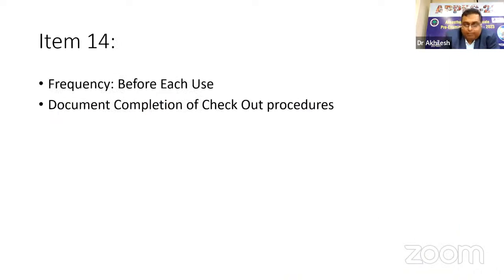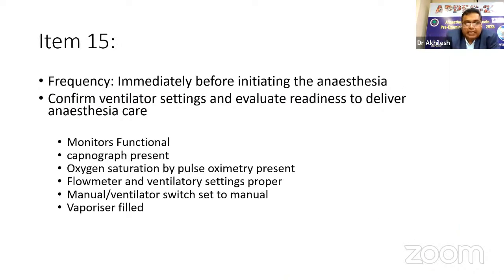Another thing is to document completion of checkout procedures. And they say that these are the basic few things you have to check. If you don't go by those 15 steps, these are the small 6 things you should ensure: monitors are functional, capnograph is present, oxygen saturation by pulse oximeter is present, flow meter and ventilatory settings are proper, the manual or ventilator switch is set to manual, and vaporizers are filled.